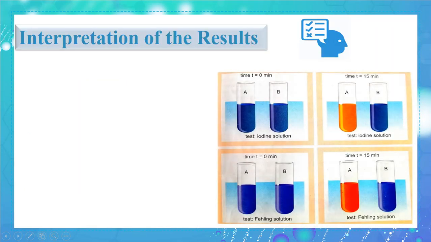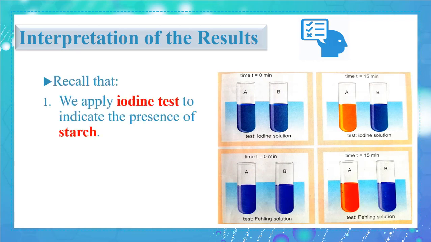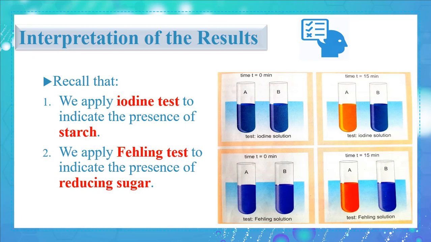Before we interpret the results of the experiment, recall that we apply iodine test to indicate the presence of starch, and we apply Fehling test to indicate the presence of reducing sugar. Why do we apply both tests? Because we are testing for two substances, starch and sugar. Note that we apply each test in the two test tubes at the beginning and at the end of the experiment in order to observe the changes and compare the results.